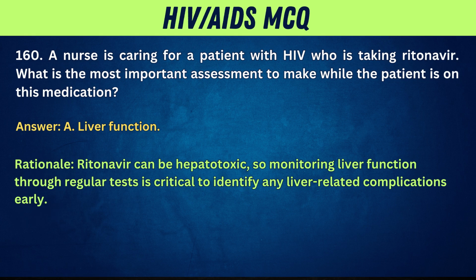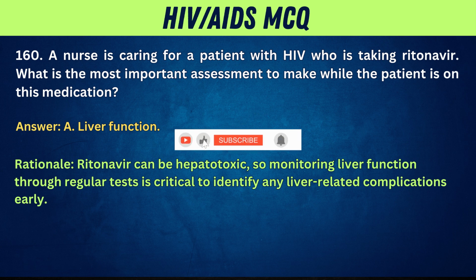Answer: A. Liver function. Rationale: Ritonavir can be hepatotoxic, so monitoring liver function through regular tests is critical to identify any liver-related complications early.